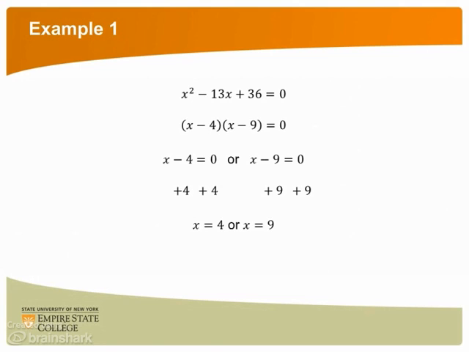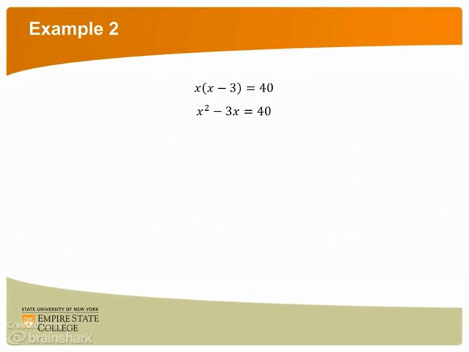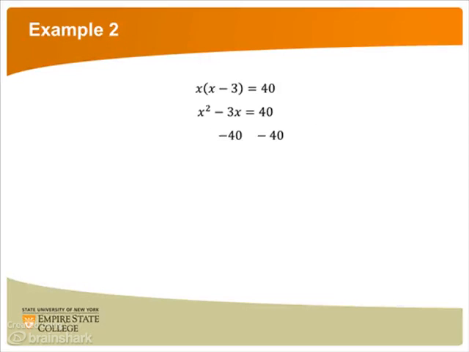Let's look at another example. Let's say we have x times the quantity x minus 3 equal to 40. We start by distributing the x through the parentheses to get x squared minus 3x equal to 40. Because we want 0 on one side of the equation, we subtract 40 from both sides. This leaves the equation x squared minus 3x minus 40 equal to 0.